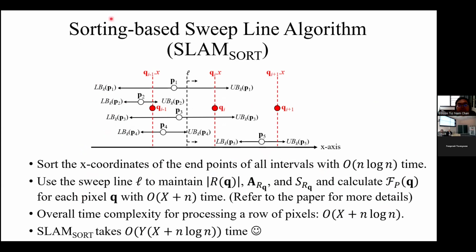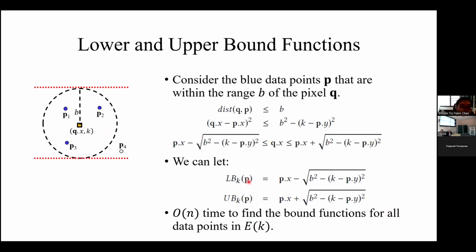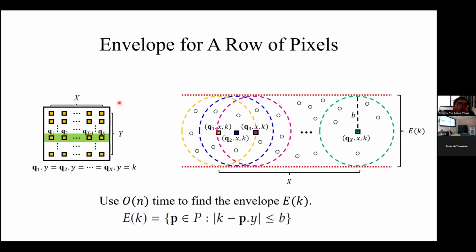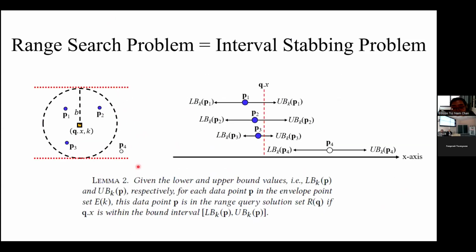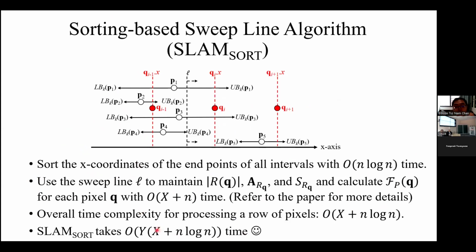Because we just do a sweep line, we maintain the sweep line and scan. Then the time complexity is O(X plus n log n). And you know that we only consider one row of pixels. So we have Y rows of pixels, right? So the time complexity is O(Y times (X plus n log n)). And this is the SLAM sort.